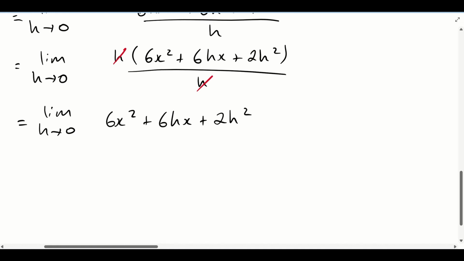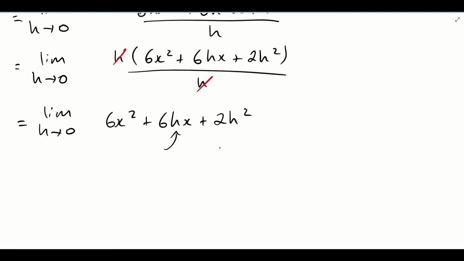And as h moves closer and closer and closer to 0, this term is going to become so small that it doesn't matter. And this term is going to become so small that it doesn't matter. Remember, if we do 6 times 0 times x, that's going to be 0. Of course, we're not quite getting there because we never get to 0. But 6 times 0.0001 times x is still going to be pretty small. So as we move as close to 0 as we can, these terms are going to cancel out. So we can get rid of those. They effectively become zeros, and we end up with 6x squared.